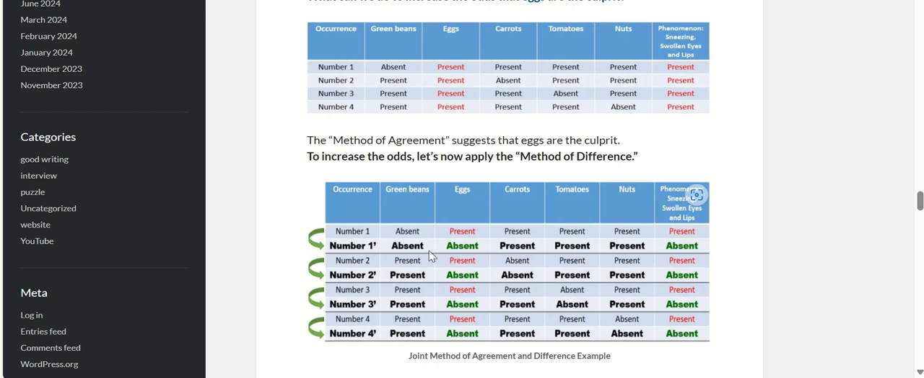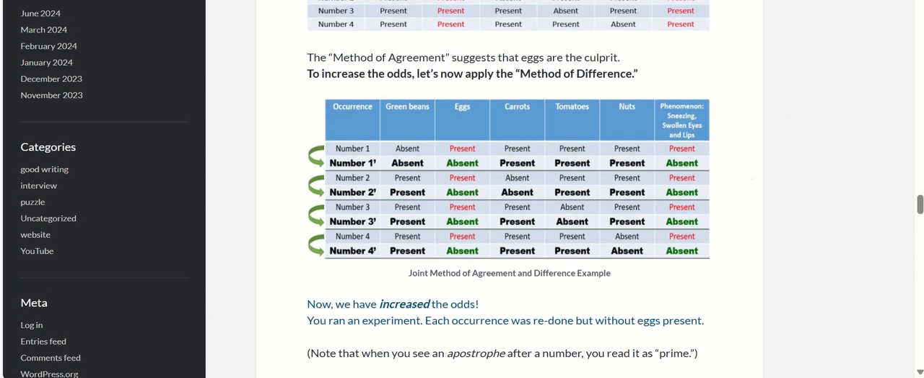But once we take the eggs out, other things being equal, right? So we still leave out the green beans, we keep the carrots, we keep the tomatoes, we keep the nuts. We see the phenomenon is absent. With number 2, same kind of thing. Eggs are present, the phenomenon is present, but once we take the eggs out, the phenomenon is absent. Same thing with number 3. The eggs are present, the phenomenon is present. We take the eggs out, the phenomenon is absent. Same thing with 4. So now we've definitely increased the odds, right?